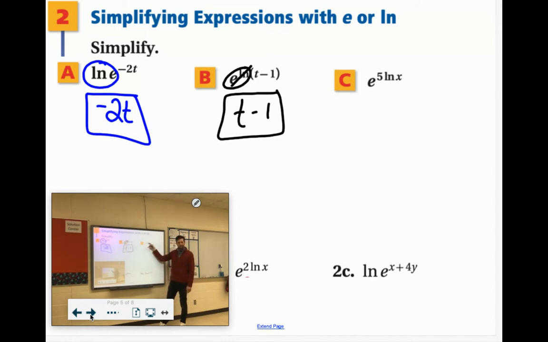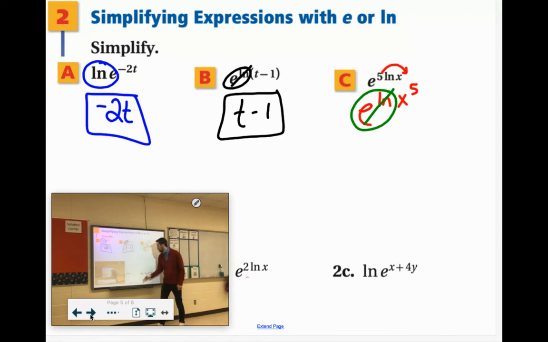e to the 5 ln x, that 5 is going to throw us off. But remember, if something's in front like that, that just means it was an exponent. So if we were to rewrite it like this, then we have the e and the ln that'll cancel each other out. So we would just be left with x to the 5th power.